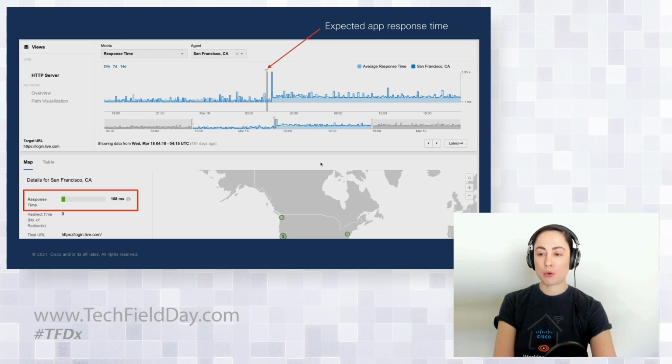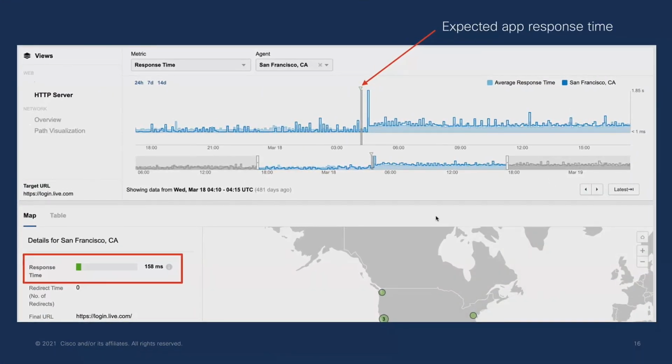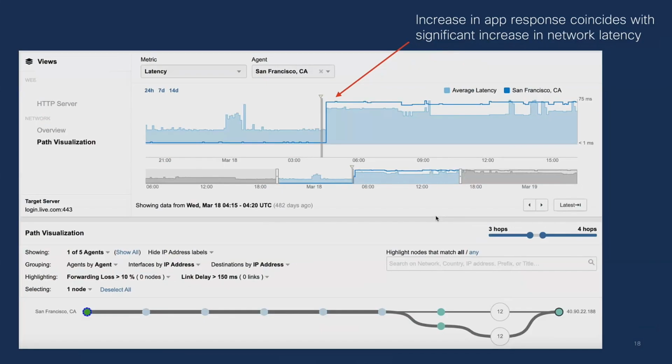And so this is an example of an issue where there was a spike in response time for a Microsoft application. So they were hitting the login page of the application. They had normal app response time, but then we see a really significant elevation in response time. And you can then go down and understand, is this the application or is the network? And we can see that this corresponds with an increase in network latency.